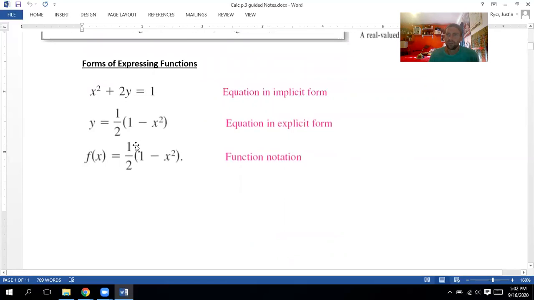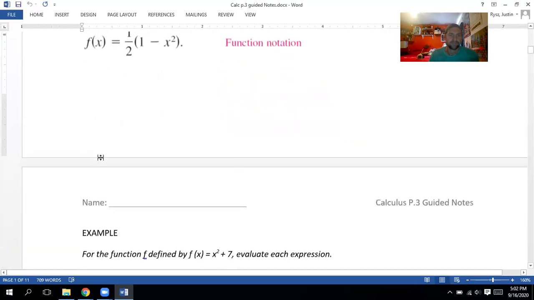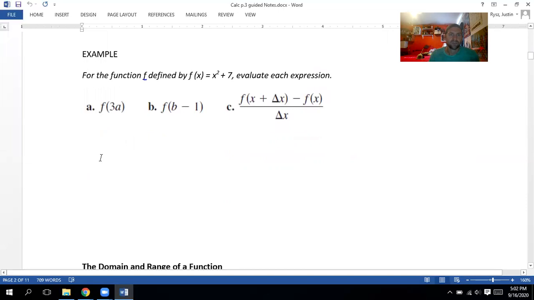Then in algebra you usually transition to function notation, where you replace y with f of x, meaning that y is really just a function of x, where it all depends on what x is, and that's what we're going to get a value from. So let's make sure we can do this. If we want to evaluate a function, we're going to try some things.